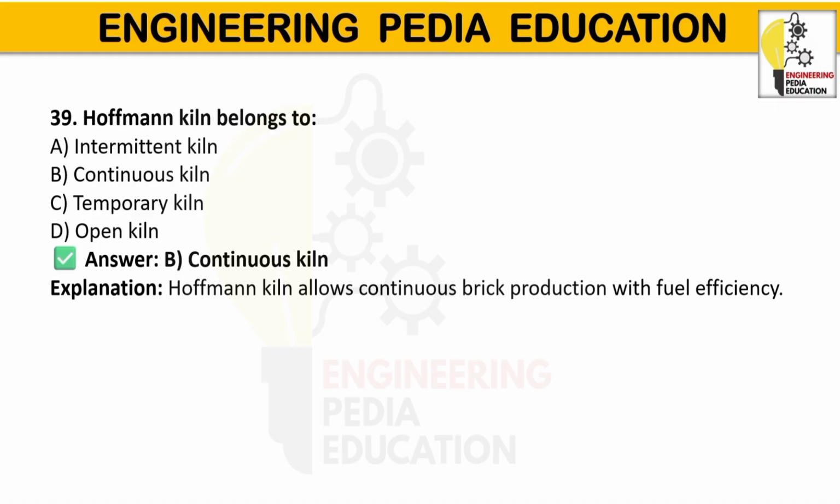What is used for mass production? This Hoffman kiln is used. Hoffman kiln is a continuous brick burning kiln consisting of several interconnected chambers. It produces uniformly burnt brick with better fuel efficiency and high production capacity. For large scale production, Hoffman is there. That is a continuous kiln.